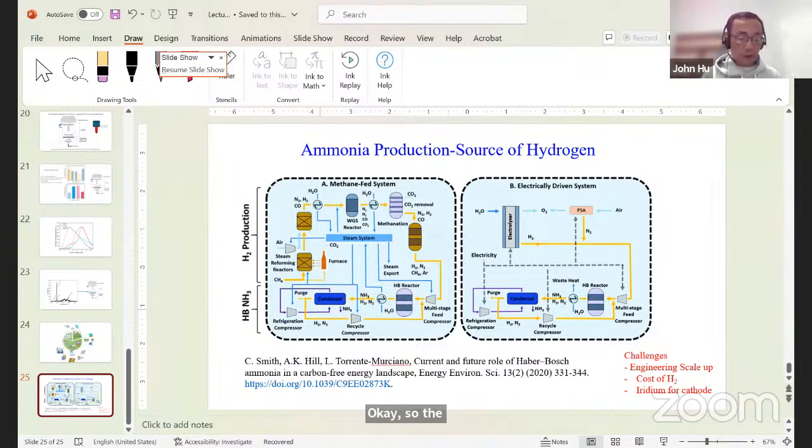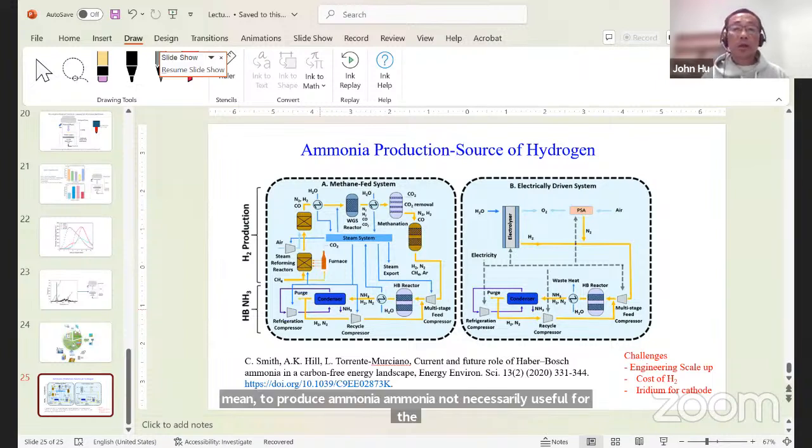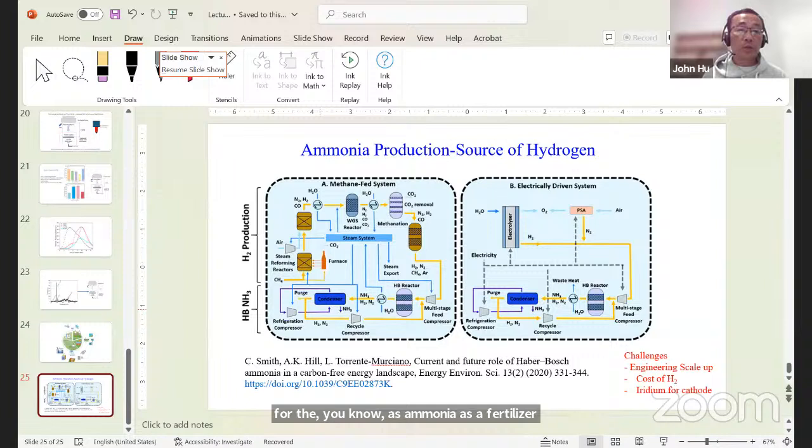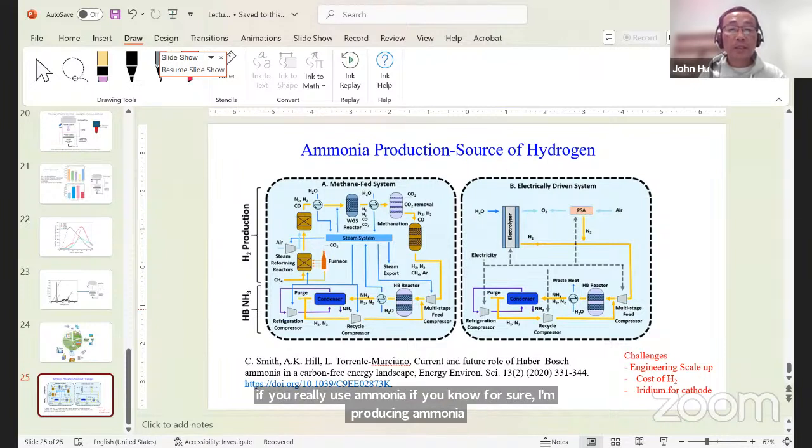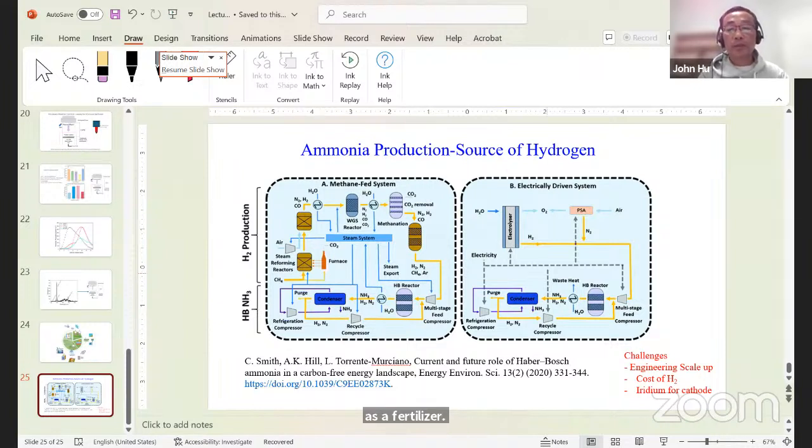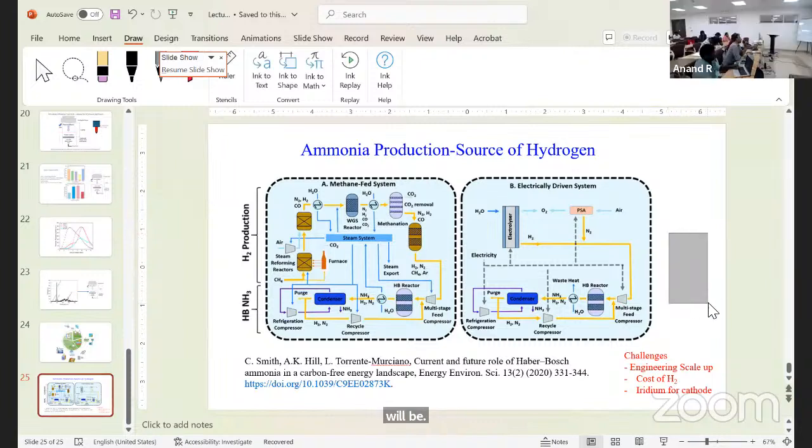To produce ammonia, not necessarily used as a fertilizer. However, if you know for sure I'm producing ammonia as a fertilizer, the easiest way will be if you talk to farmers. Sir, okay, go ahead. What's the question?